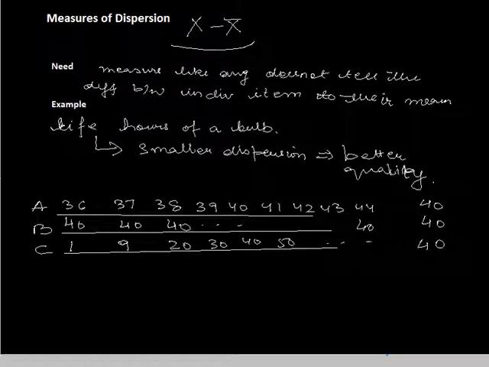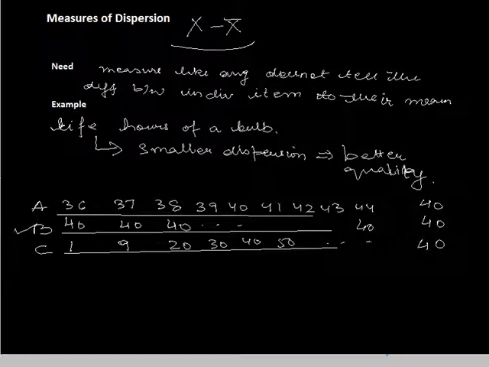But the scatter in the second series is nil. As we can see in B, the scatter is nil. Everybody has 40. In A, the marks are a little bit scattered. There are more intelligent students in class A.